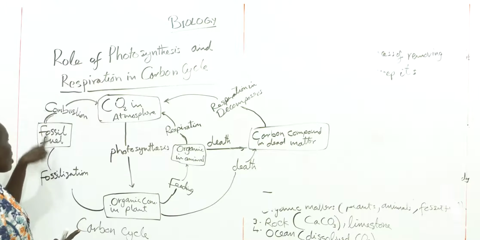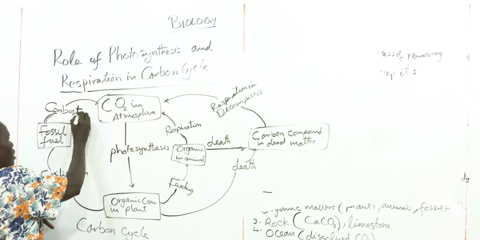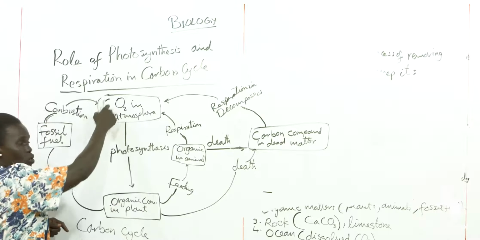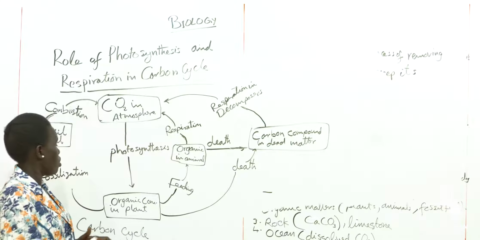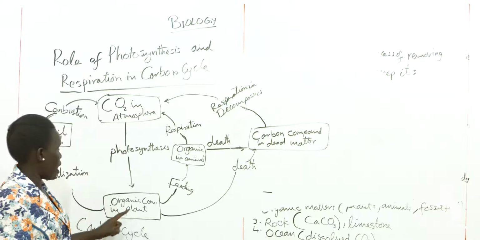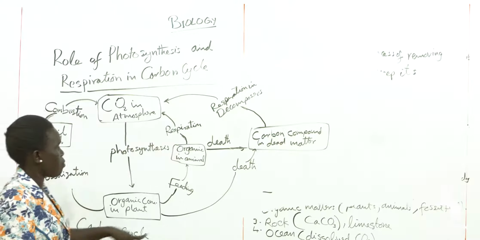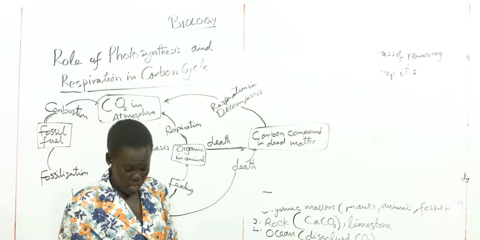So these fuels, when they are burned, they release what? Carbon dioxide, and that carbon dioxide goes back to the atmosphere. Again, it is pulled out or hunted by plants through photosynthesis. This is how the carbon cycle takes place in the environment.